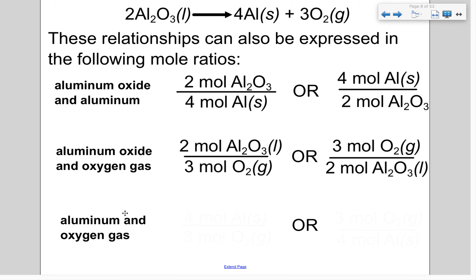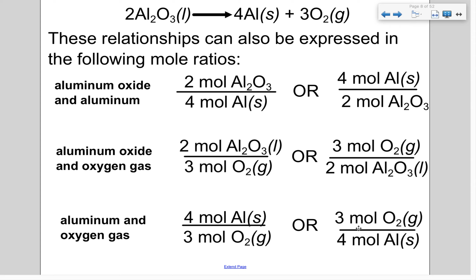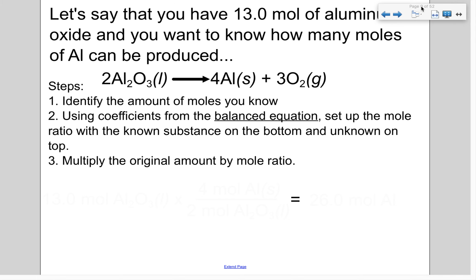Okay, last relationship here, because I've already done aluminum oxide to aluminum and aluminum oxide to oxygen, you can actually write a mole ratio between the two products, aluminum and oxygen. So aluminum and oxygen gas, if you are in oxygen, oxygen better be on the bottom. So that ratio would be a 4 to 3. Or flip it, if you're in aluminum and you go into oxygen, 3 to 4. So take some time, work through this, make sure you understand why you can flip it and in what circumstances you'd want to flip it.